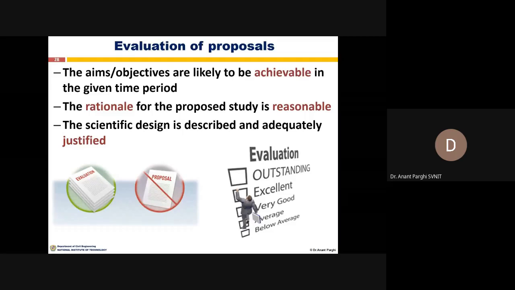So evaluate the proposal: aims and objectives are likely to be achievable in the given timeline. Rationale: it should be reasonable and your proposal should be justified.